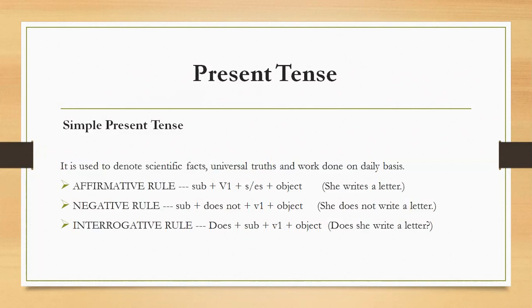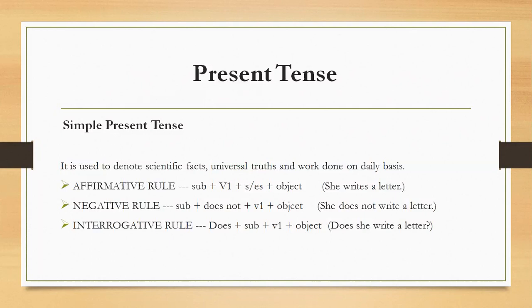Present tense is divided into four parts: simple present tense, present perfect tense, present continuous tense, and present perfect continuous tense. So these are the four forms into which present tense is divided.